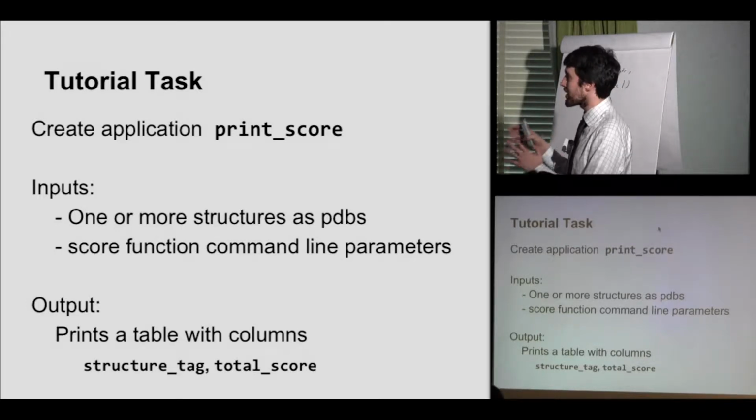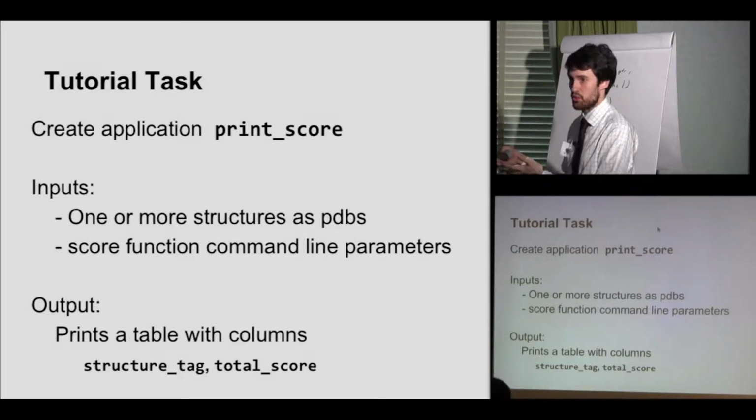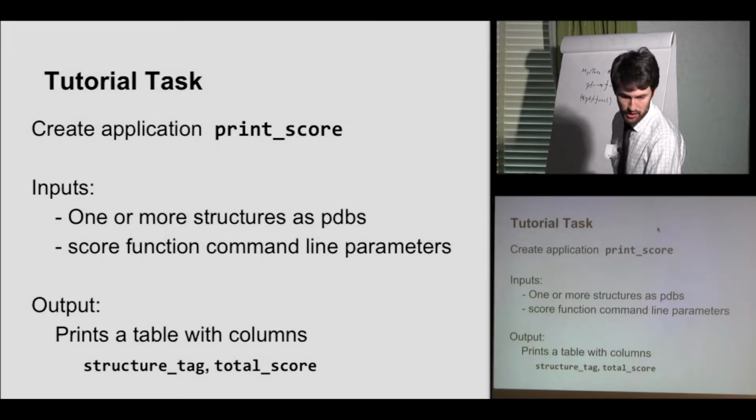So what your code will end up with is a pose and a score function. And from that, you should print the score of the pose. And if you pass in more than one structure, then you'll end up with a table where you'll have the structure tag and the total score. So if you pass in a different score function, you'll get out a different total score. So it will have a little bit of functionality to it.